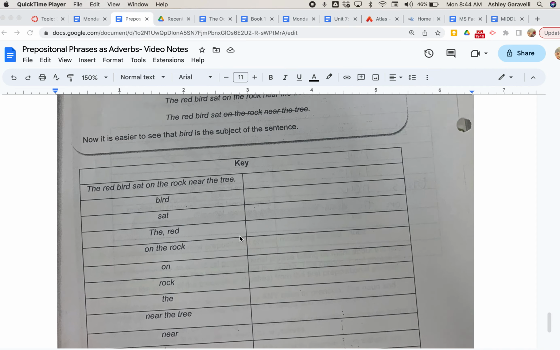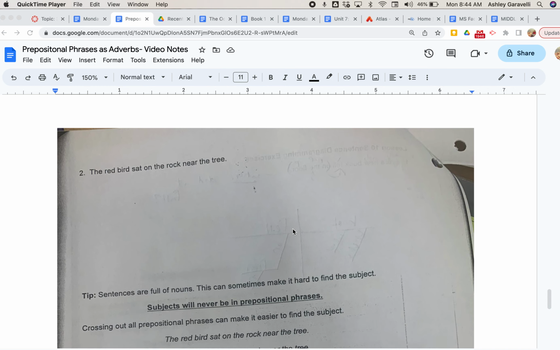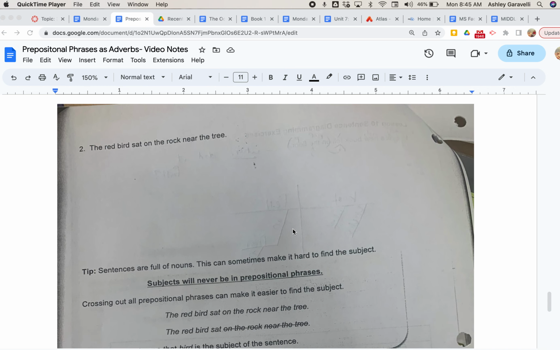Please fill that out. I'm going to check for that. And then diagram it here, okay? So this is the last thing I'm going to check for. Please do it with a pencil so that if you mess up, you can erase it, okay? And we'll go over this tomorrow.